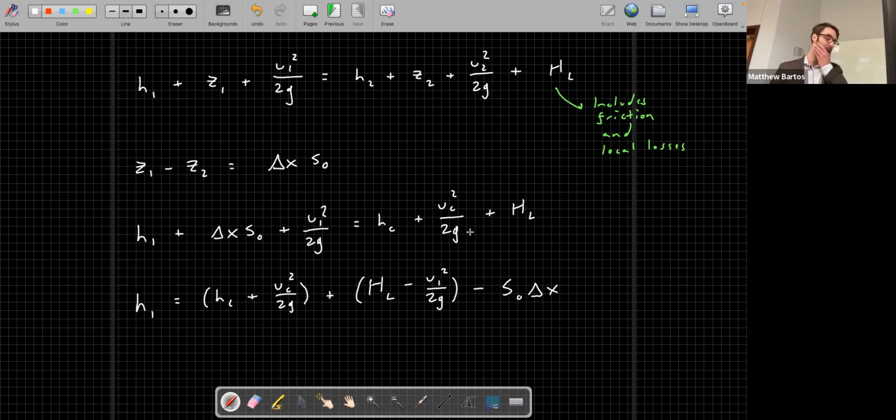Now I'm going to do something kind of odd here. I'm going to divide all of these terms by the diameter of the culvert. This is the way it's typically expressed in the culvert design manuals. They will usually express everything in terms of the headwater depth divided by the diameter of the culvert. So I'm going to divide everything by D, which is the diameter of the culvert.